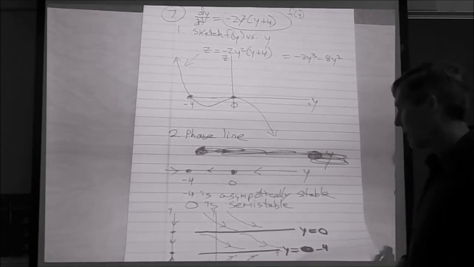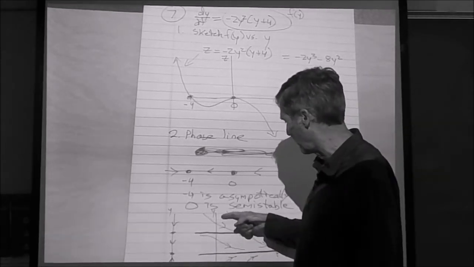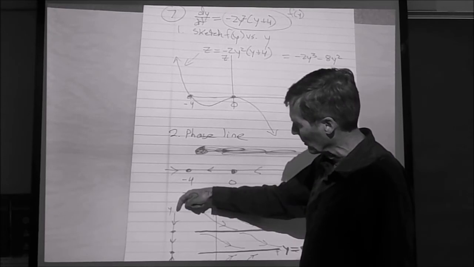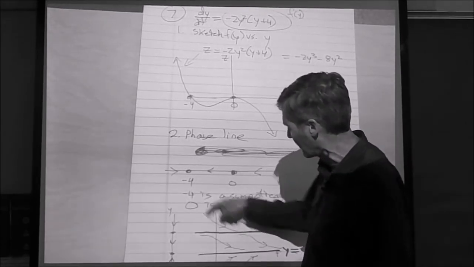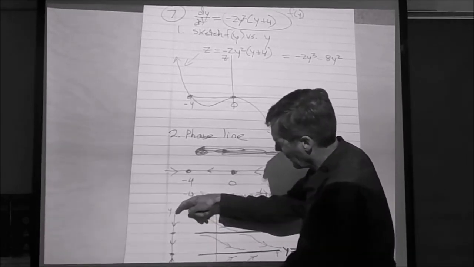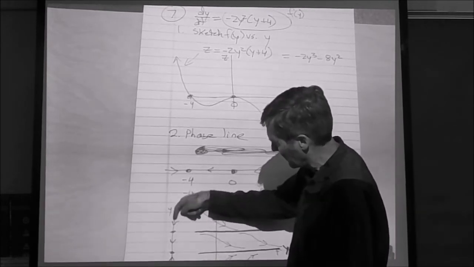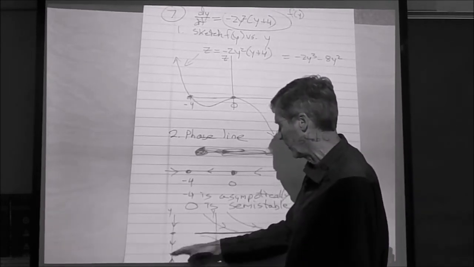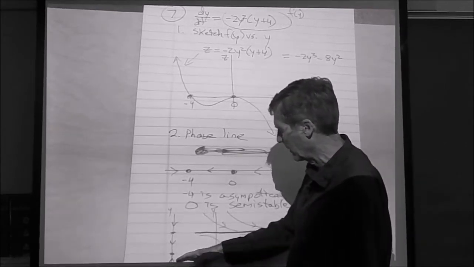And now the other ones, you know from the phase line what happens. If you're up above y equals 0, the solutions as function of t have to move down. So this here is the projection of these curves onto here. You take this curve, it projects over here. And as t goes forward, you're going to go down towards this curve. That's what this arrow tells you. In here, between 0 and minus 4, you have to go down. And over here, you have to go up.